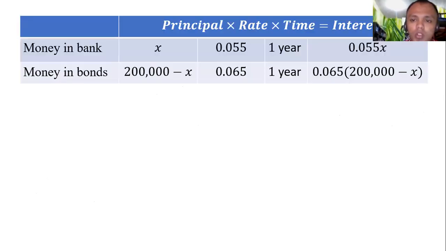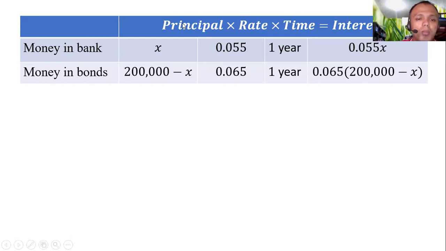Now, we will make a table here para mas madali. Money in bank, yung principal amount is X, kasi di natin alam yung principal amount. Yung rate niya is 0.055 kasi nga 5.5%. Now move the decimal point 2 places to the left, 1, 2. So we have 0.055. Yung time yearly. Interest niya is 0.055x, kasi x times 0.055 times 1 is 0.055x.